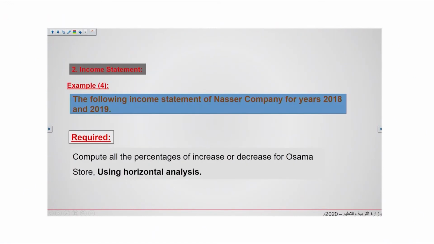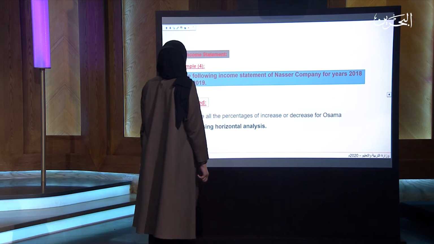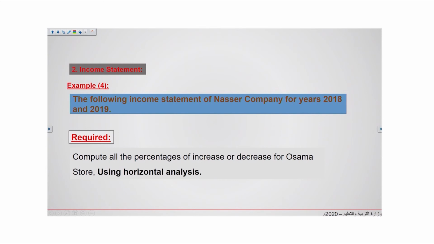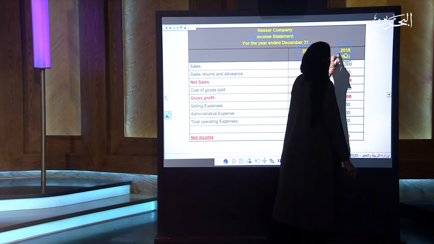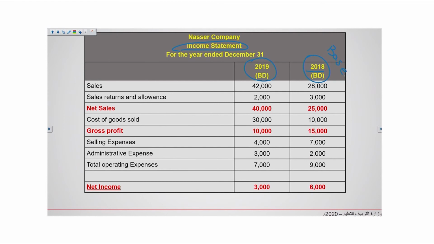Okay, let's do horizontal analysis for the income statement. Let's see example 4. The following income statement of Nasser Company for years 2018 and 2019, required: compute all the percentage of increase or decrease for Osama store using horizontal analysis. Okay, now we have income statement. The previous example was about the balance sheet. Now we have income statement, the same. We have base year and current year. The old year is base or old. The current year is new or current. Okay, let's see the solution.